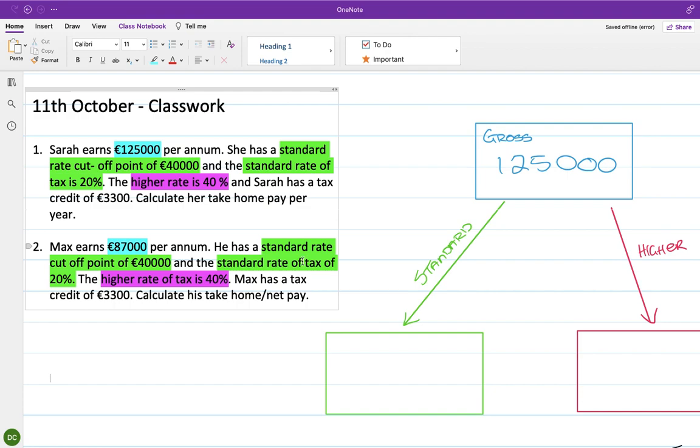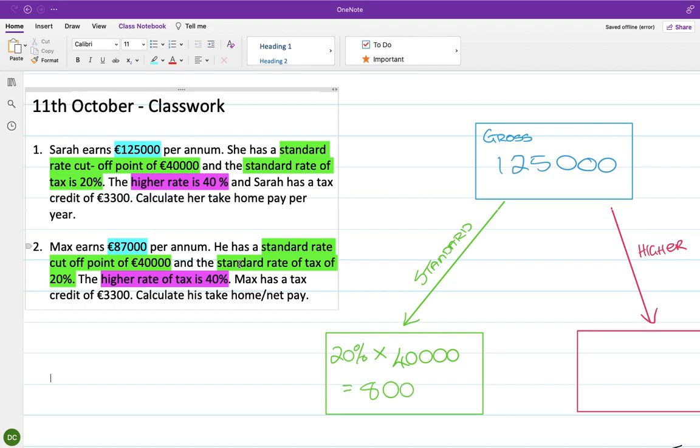So, where do we find the numbers for the standard? It is highlighted in green, but if it wasn't highlighted in green, what words would I be looking for? Standard, okay? So the standard rate cutoff point is 40,000. So I'm going to put that in here. And the standard rate of tax is 20%. So those two go together, and then what do I do with those two numbers? Multiply them. And we get 8,000.